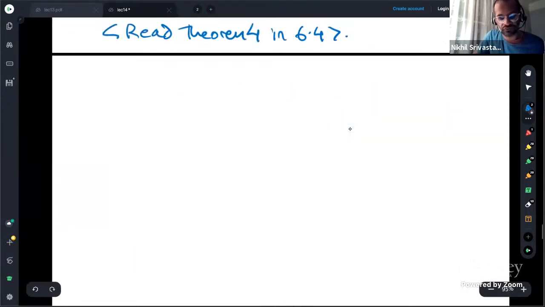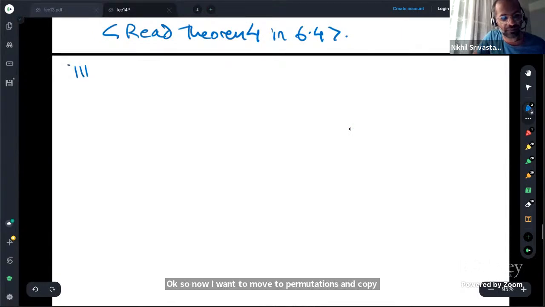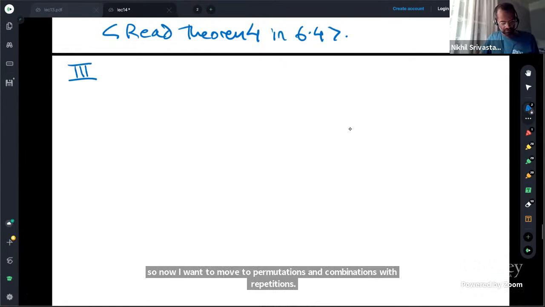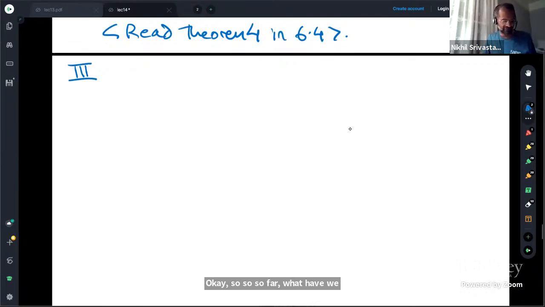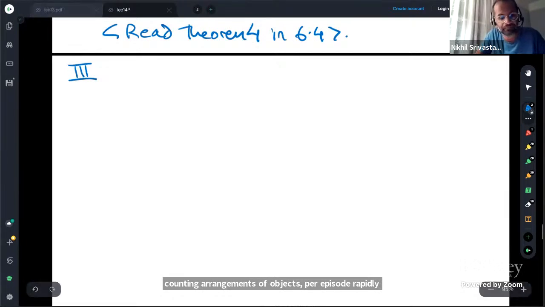Okay, so now I want to move to permutations and combinations with repetitions. So far, what have we been doing? We've been counting arrangements of objects where repetitions are not allowed.